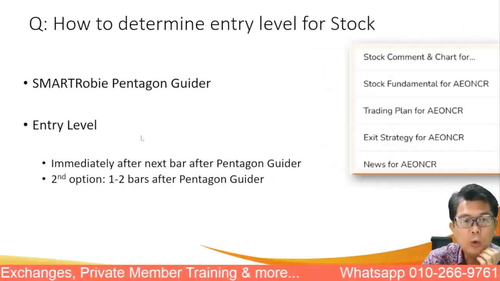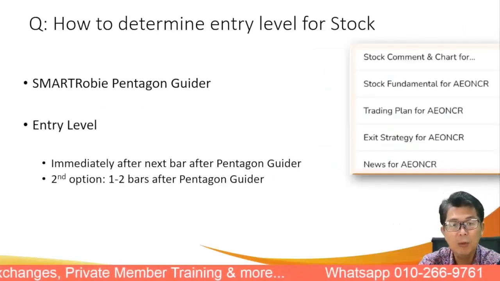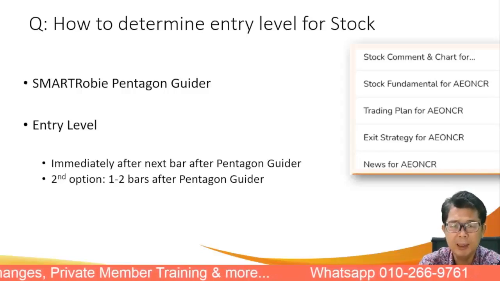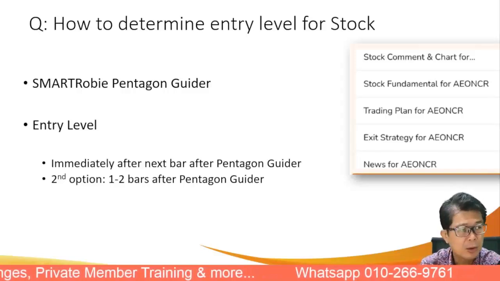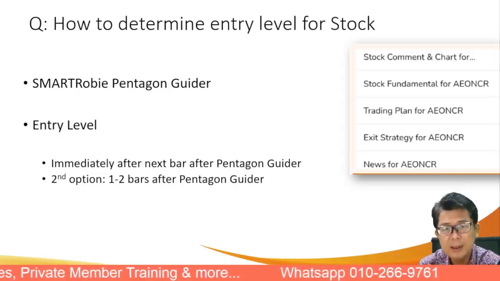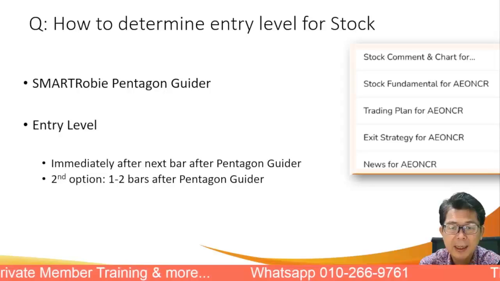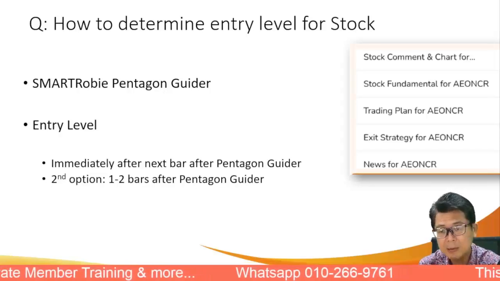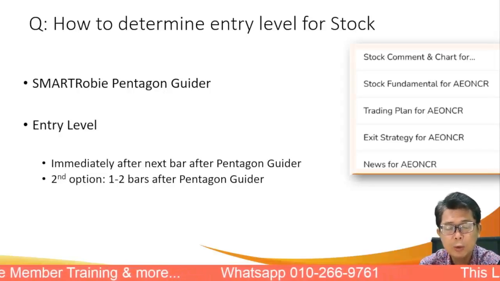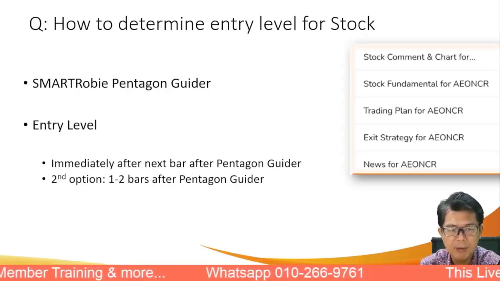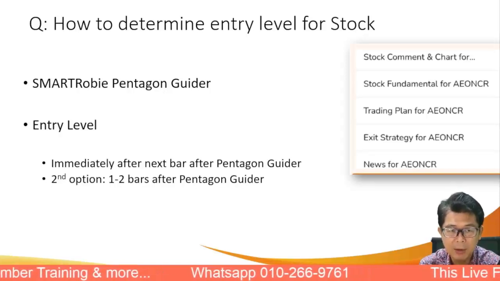So how do you determine the entry level? I get this as a very common question, but I'm not going to answer it here. I'm just going to put it up to the audience, so you can use the SmartRobie Pentagon. But usually our entry level is the next bar of the Pentagon Guider, or 1 or 2 bars after that, which means you have 2 more days after the green pentagon.